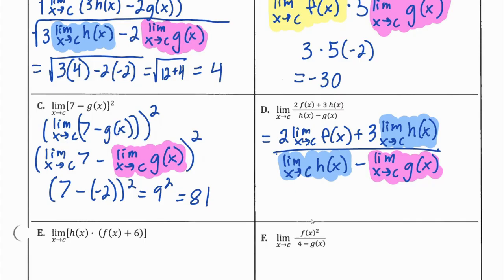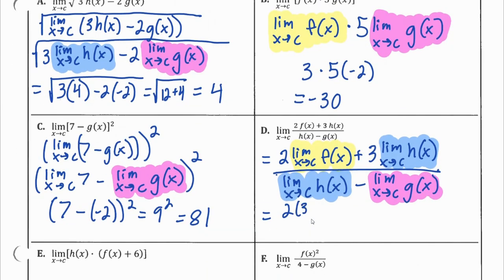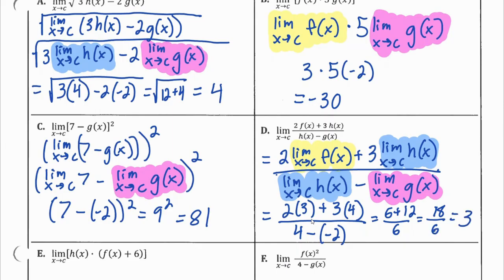And that f of x. So we'll go ahead and substitute in. So we're going to say 2 times f of x, which is 3, plus 3 times the value for that limit of h of x, which is 4, over 4 minus negative 2. So 2 times 3 is 6, so this is 6 plus 12 over 6. So it'll be 18 over 6. And so my answer is 3.